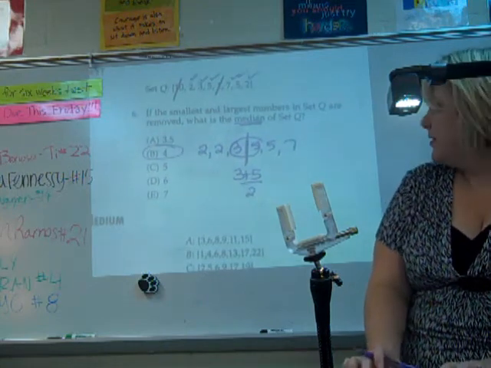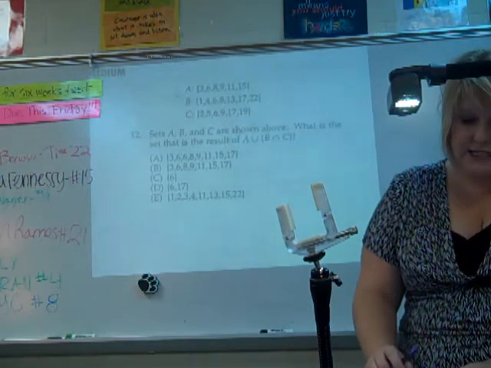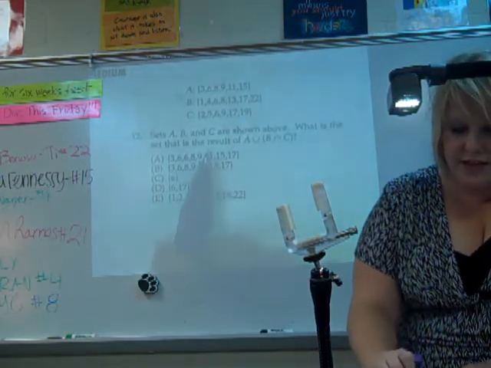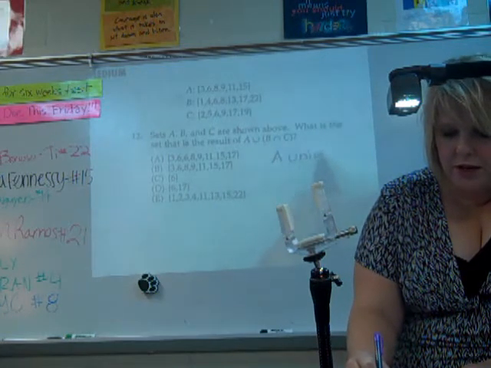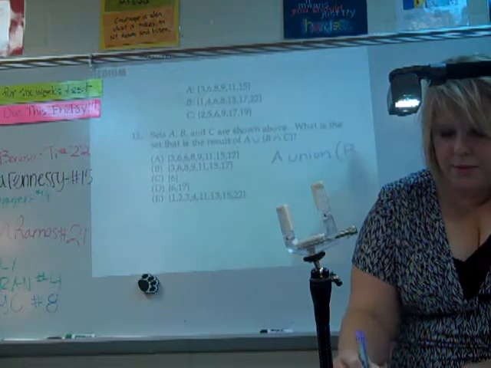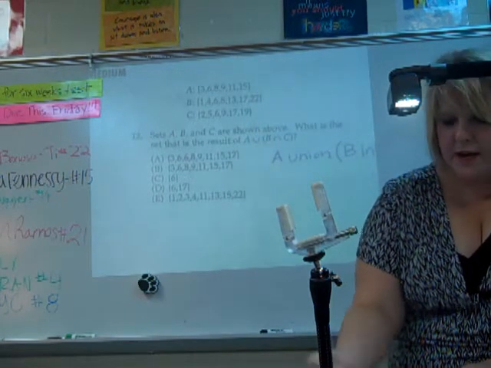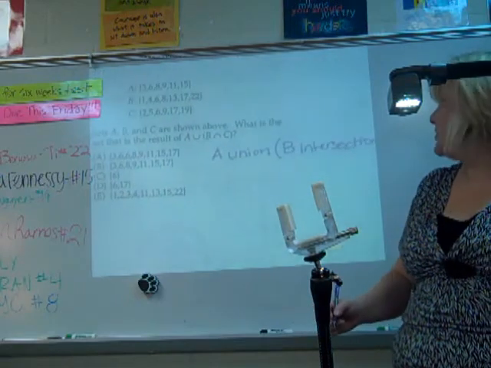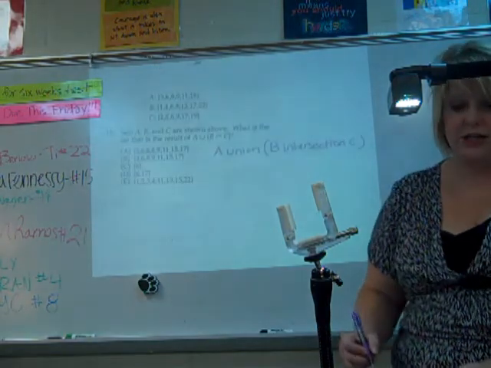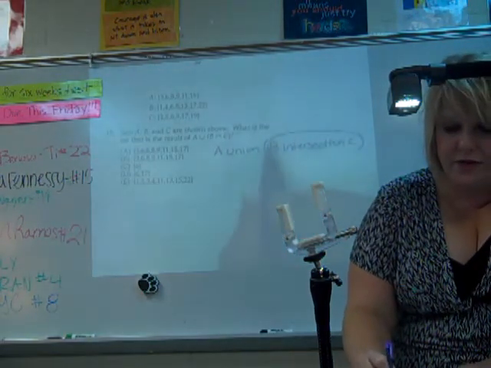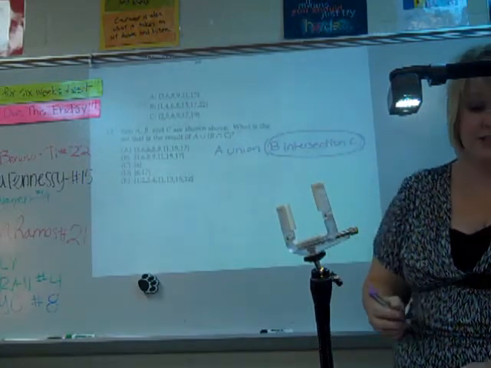All right. On the median, here's those symbols we were talking about. So they give you 3 sets of numbers. What's the set that is the result of this is A union B intersection C? Okay, so just like when you're dealing with anything, you have to follow the order of operations, which says that you have to do what's in parentheses first. So you have to find B intersection C first.